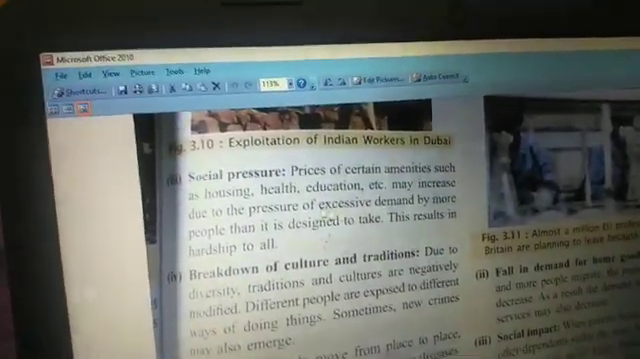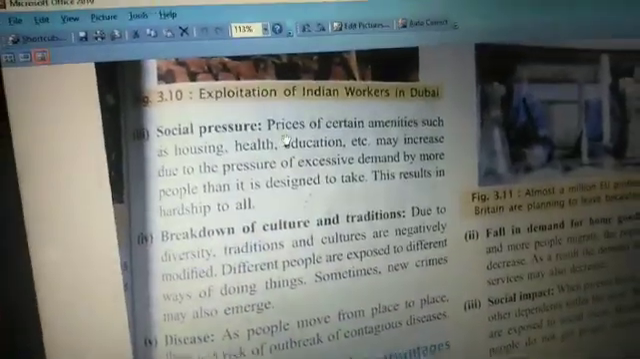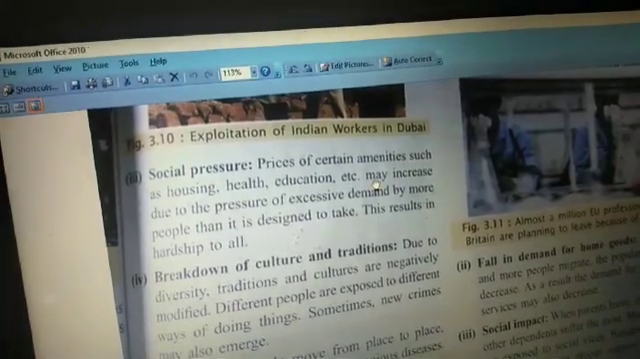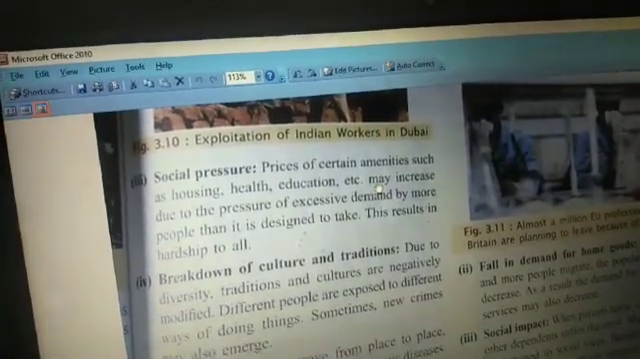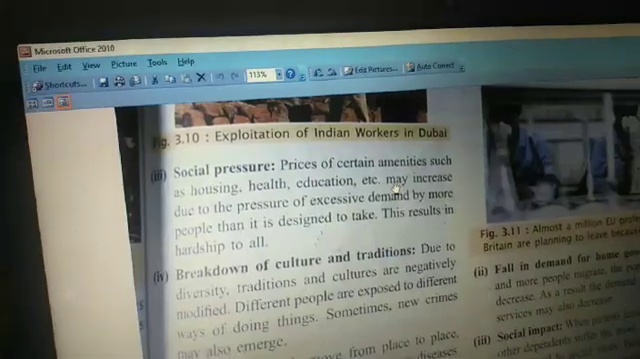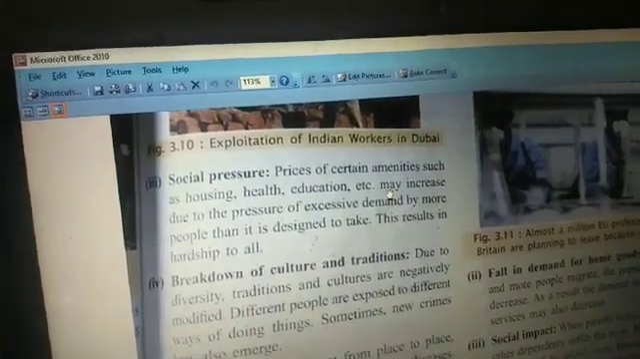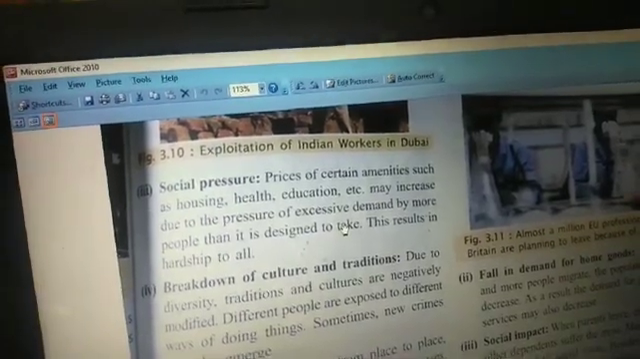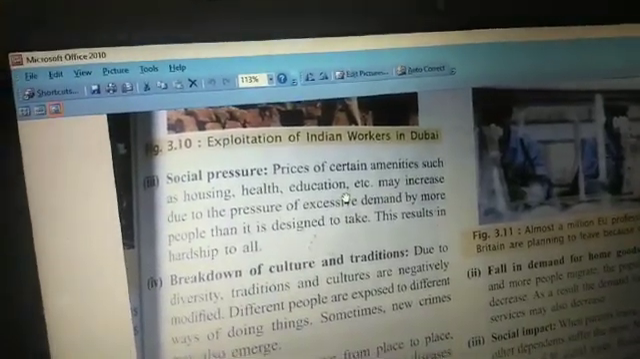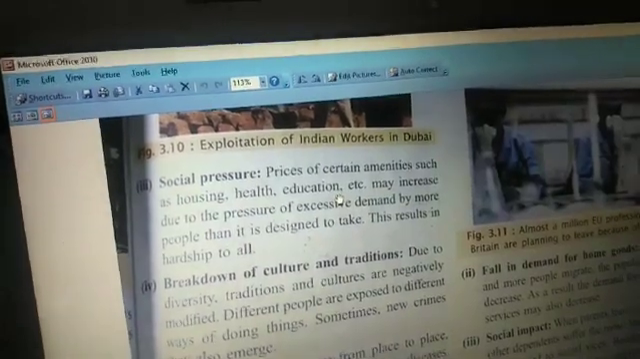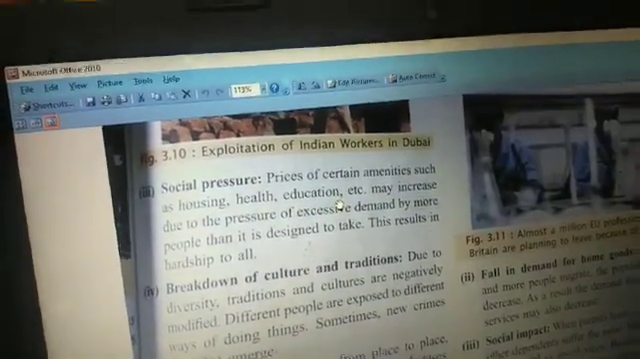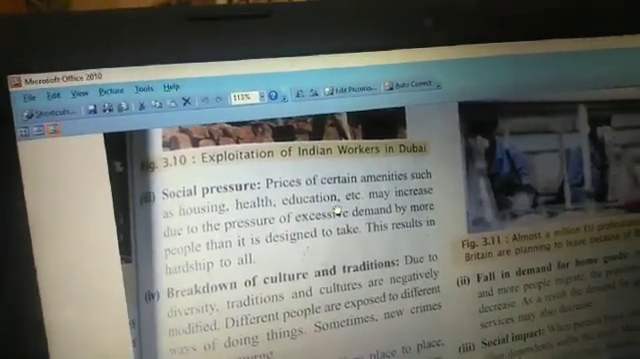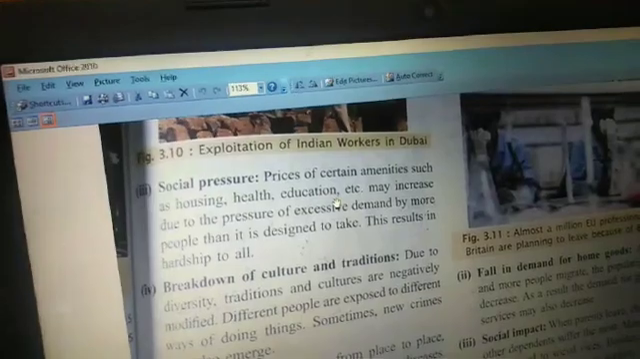The next thing is social pressure. Social pressure is nothing but, if a lot of people are living in a single location, then whatever you are trying to buy, the cost will be more and more due to the excess of people living there. So excess demand will be there. Just imagine a city where a number of people are living, and they all want to stay in some place. The hostels or buildings or homes, whatever you are trying to find, everything will be in demand. So you have to pay more.